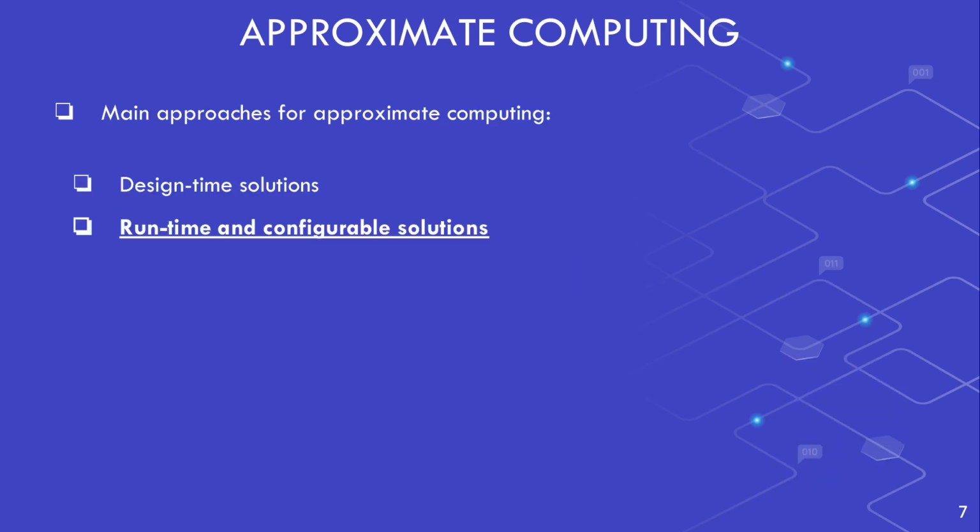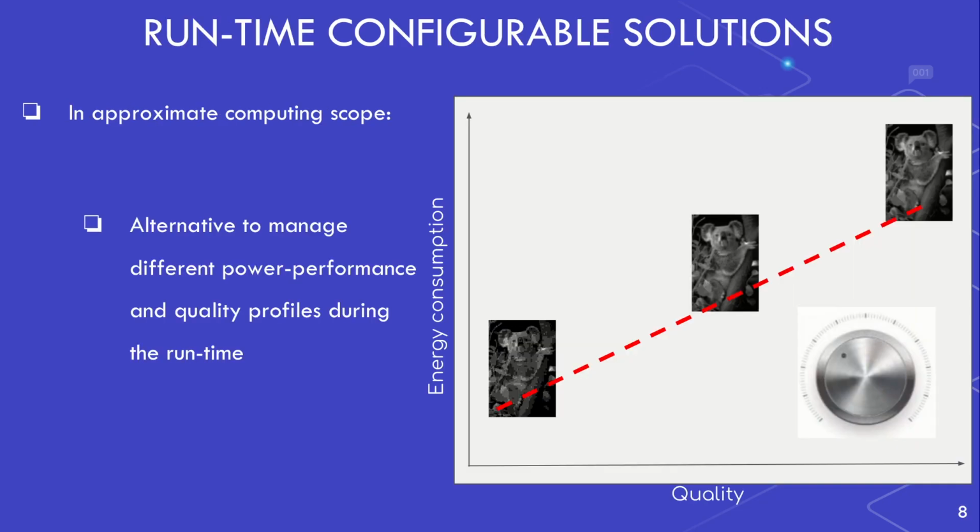Inside the approximate computing scope, we can classify the approaches as design-time and runtime solutions, and here we emphasize the runtime because our solution is a configurable solution. When we talk about runtime configurable solutions, here in this graph we have an example of runtime management, where we can manage the quality of this image processing application according to an energy consumption restriction. This is a key solution or alternative to manage different power, performance and quality profiles during the runtime.